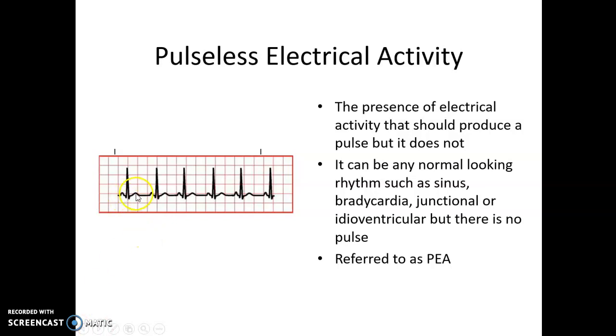I have a regular rhythm. I have a P wave for each and every QRS. I have normal PR intervals, normal QRS intervals. I have a normal sinus rhythm. But I go check my patient and my patient is dead. There's no heartbeat. There's no breathing. So this would be PEA.